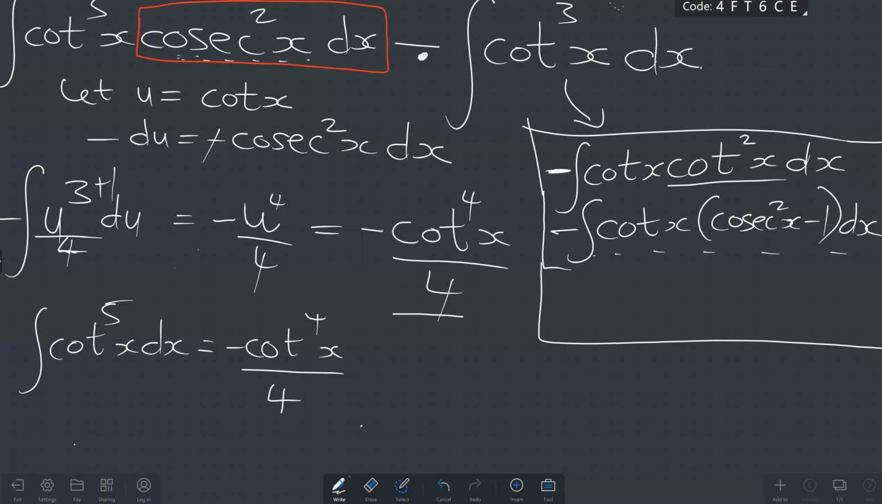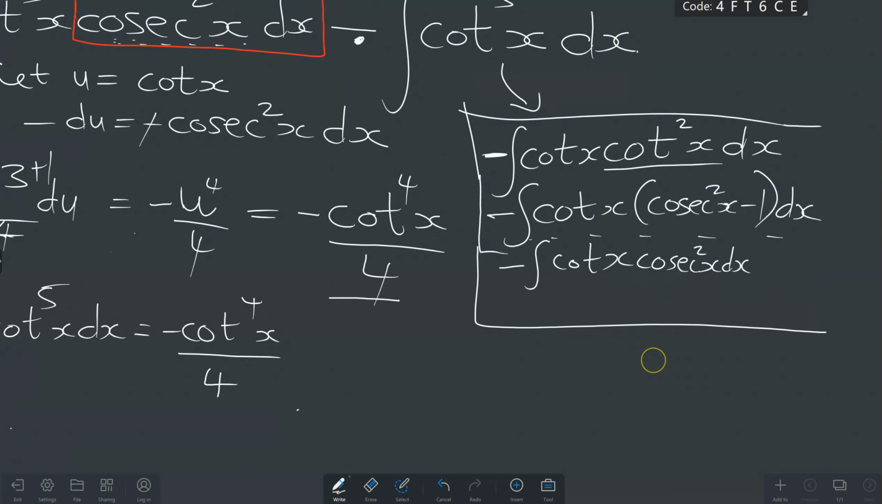So we are going to get here minus the integral of cot x multiplied by cosec squared of x dx. And then for the other part, we'll have plus, because that negative and that negative will give us a positive. So we'll have plus the integral of cot x dx.